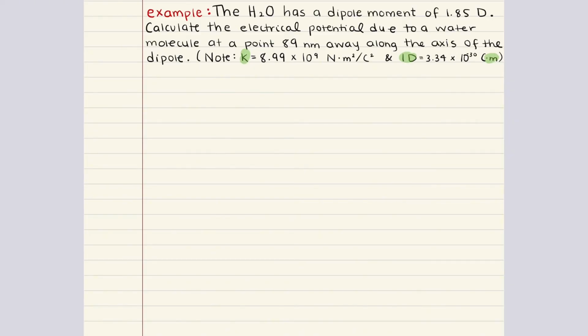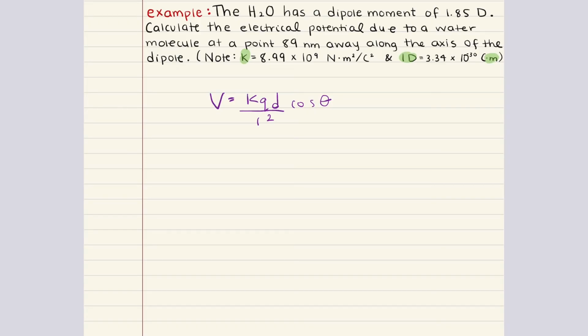Now, the equation we want to use to calculate electrical potential is V is equal to KQD over R squared times cosine theta. Remember, we want to calculate the electrical potential due to a water molecule at some point away along the axis of a dipole. So this is going to be the equation we want to use.